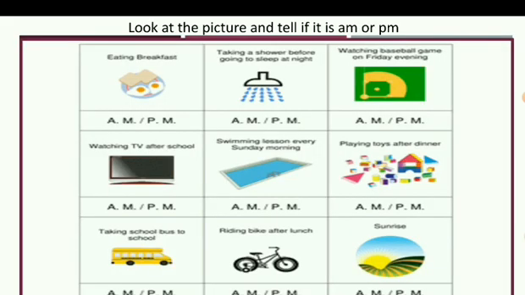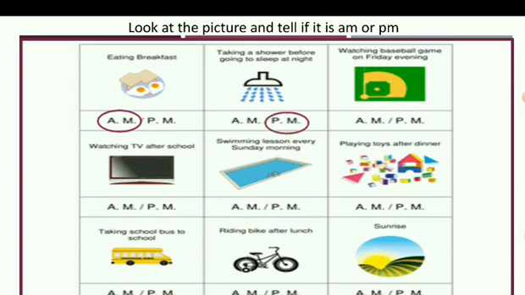So let's look at the pictures and tell if it is AM or PM. The first one is eating breakfast. Will it be AM or PM? You eat breakfast in the morning, that is AM. Second one, taking a shower before going to sleep at night. When do you sleep? You sleep at night. So that means it will be represented by PM.